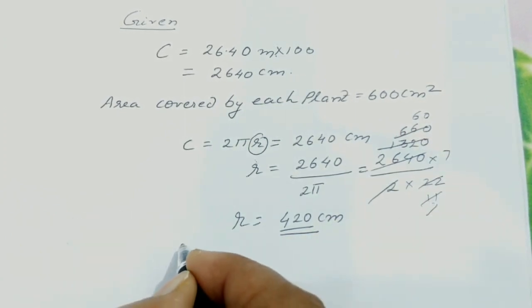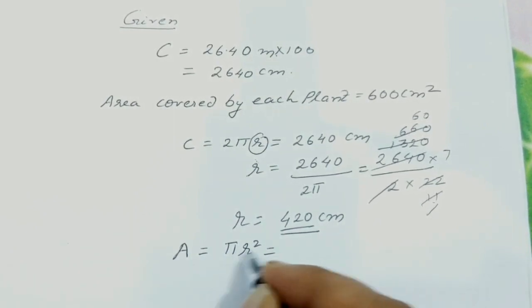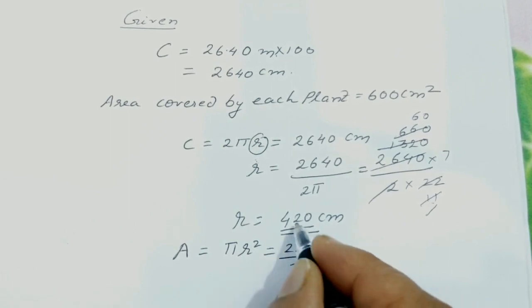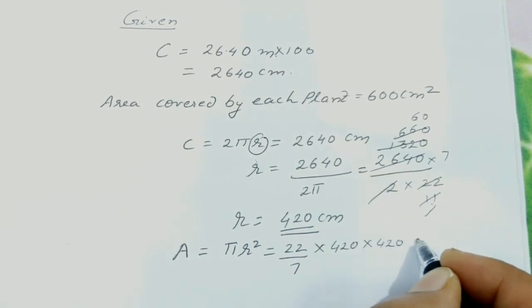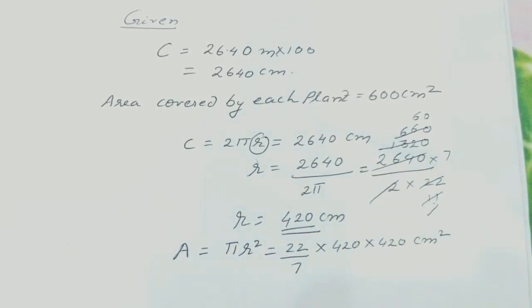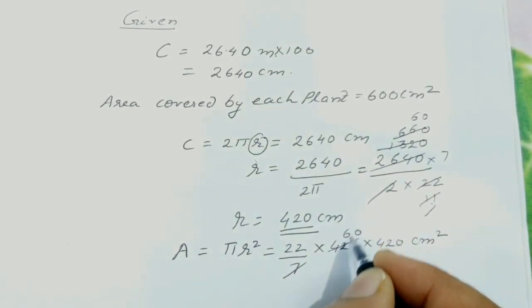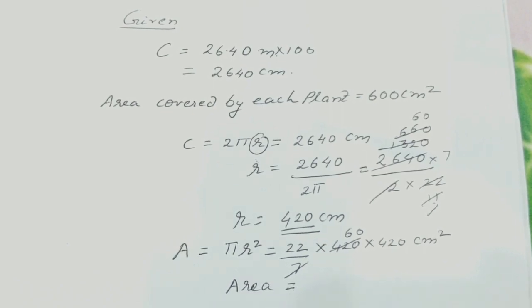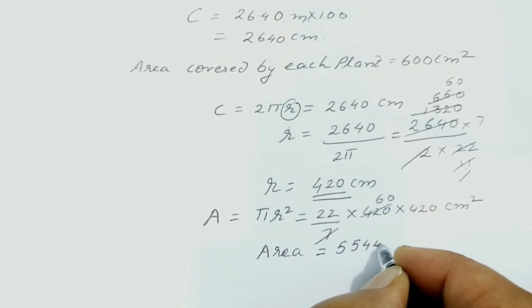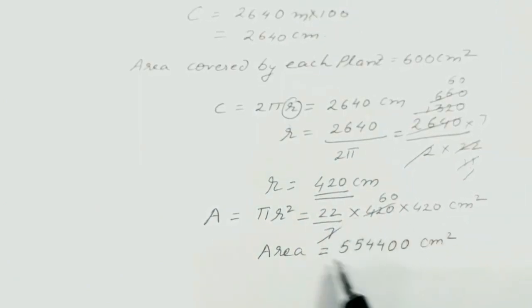This is how we easily calculate the radius of the circle. Once you get the radius of the circle, very easily we can find the area of the circle. So let's find the area. Formula of area of circle is pi r square. Substitute the value. Pi is 22 by 7, r is 420, as it is r square. So again multiply 420 and the area is in centimeter square. Any doubt? Clear, children? Now simplify 60 times. Multiply these all to get the area of the circle. So area equals 554,400 centimeter square. This is the area of the circular garden.